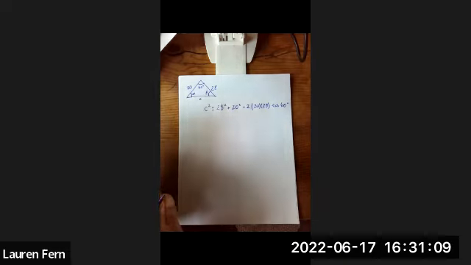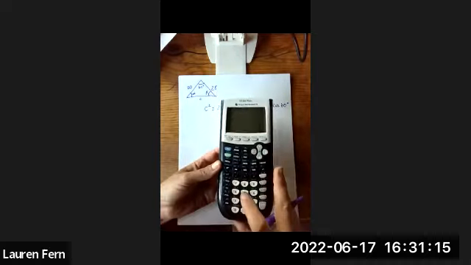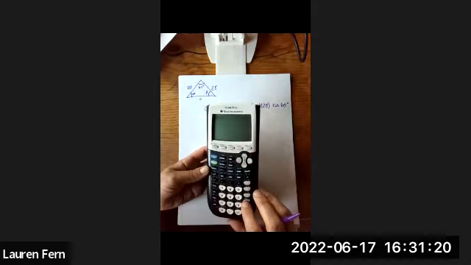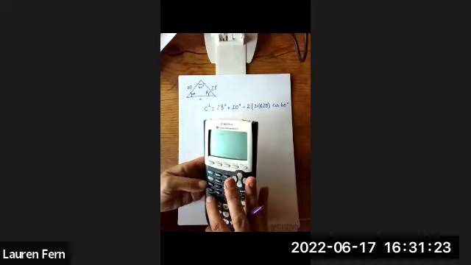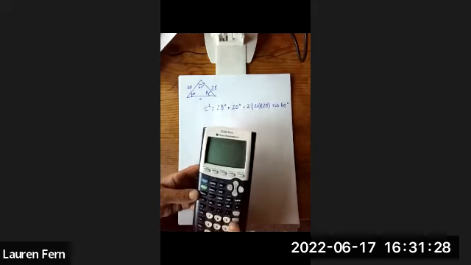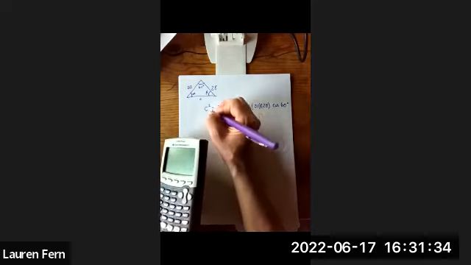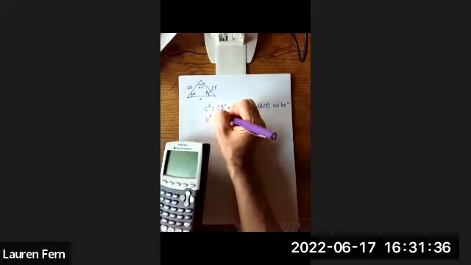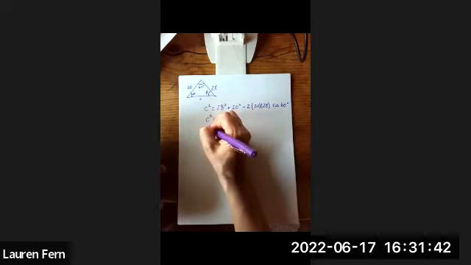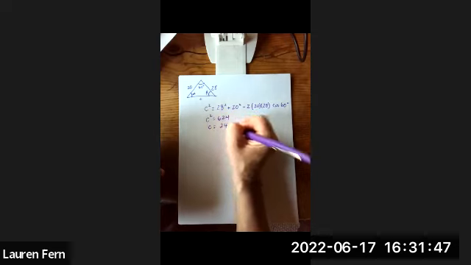This is one long calculator string. Literally, I would just be plugging this in. Sorry, the lighting isn't great, but I would be doing 28 squared plus 20 squared minus 2 times 20 times 28 times the cosine of 60. And that's going to give me that c squared is 624. So we're going to take the square root of that to get 24.98.